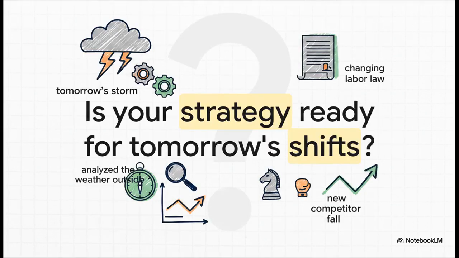So we've seen how the external environment acts as this massive, uncontrollable force. But as we've also seen, it's one that can be deeply understood if you use tools like PESTLE and Porter's 5 forces. Because honestly, missing a tech shift, ignoring a changing labor law, or just underestimating a scrappy new competitor, that is exactly how industry giants fall. So whether you're breaking down a case study or building your own future business venture, ask yourself, have you truly analyzed the weather outside? And is your strategy actually prepared to navigate tomorrow's storm?